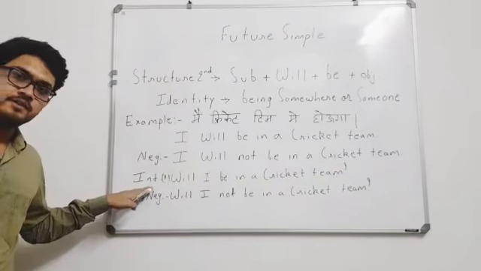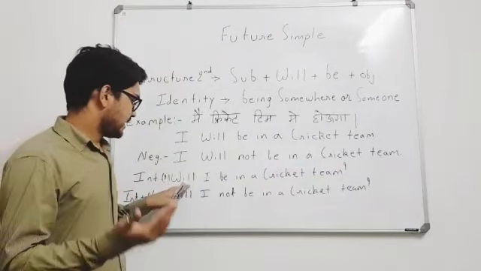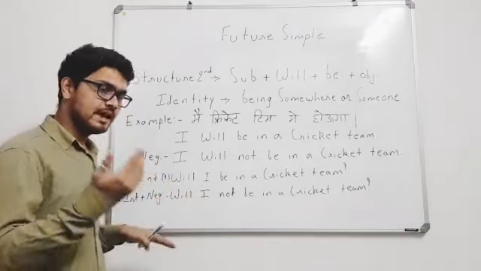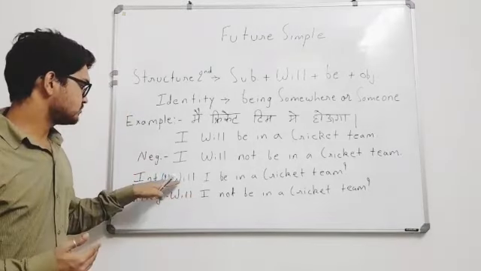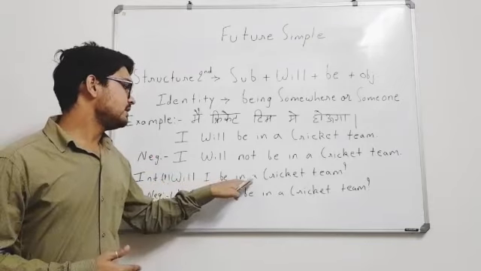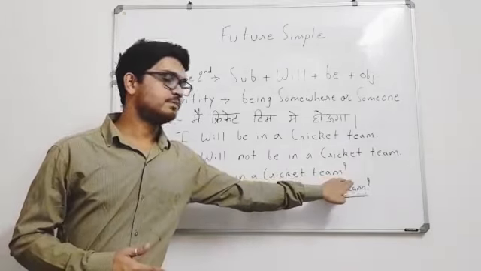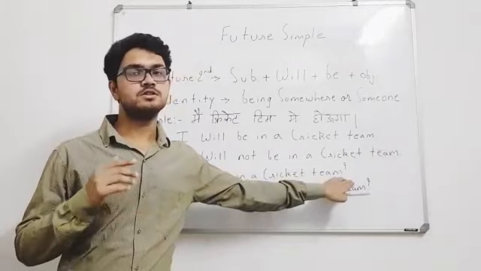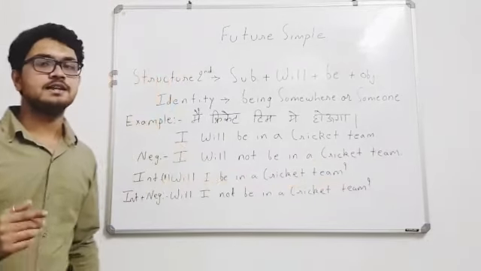Okay. After that we have the interrogative sentence again. Again we need to recall the same thing, that the helping verb will be in the starting. So that is what we have done here. Will I be in a cricket team, and then we have put a question mark here. That is the thing we do not need to forget at all.